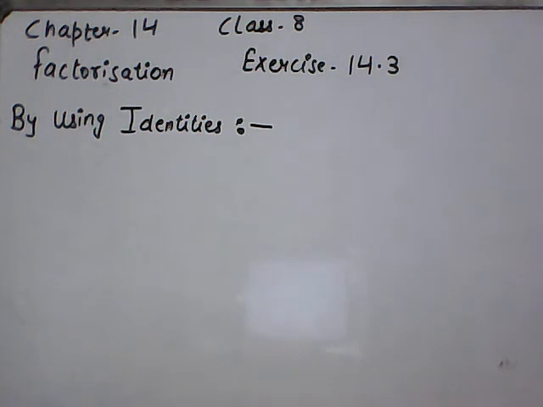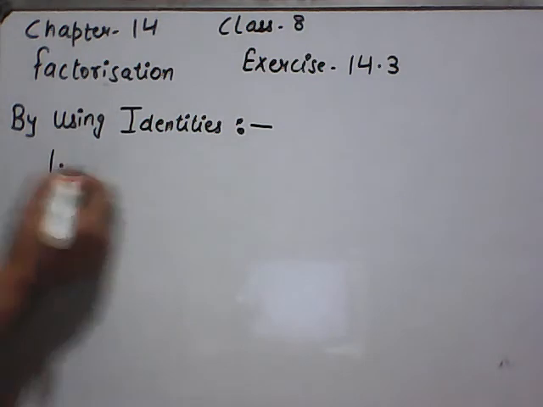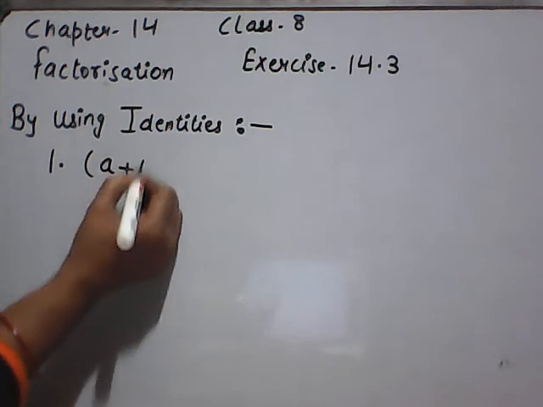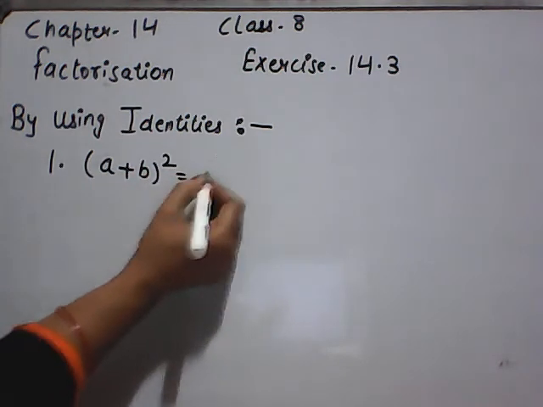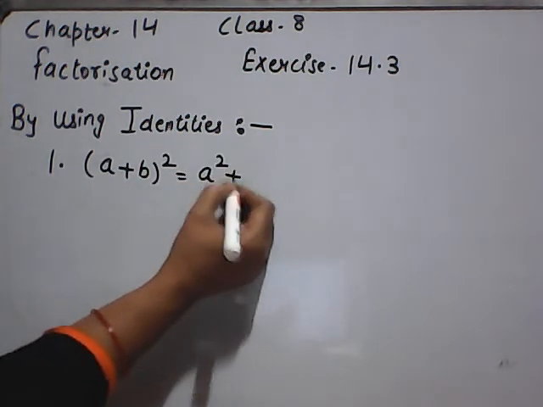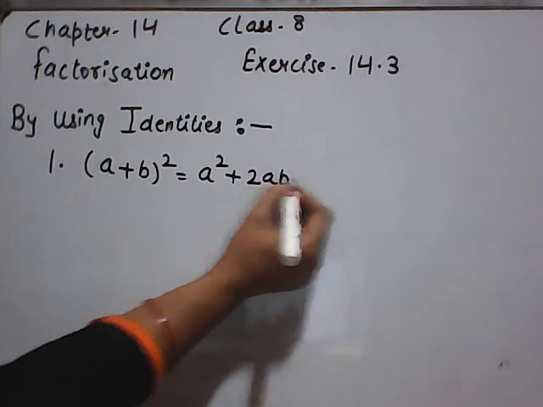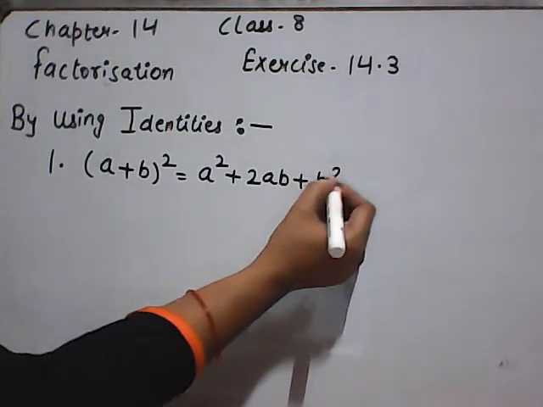Good morning, students. Today we are going to discuss exercise 14.3 of chapter number 14, and the name of the chapter is factorization. In this exercise, we will learn factorization by using identities. Now, identities. The first identity is (a plus b) whole square is a square plus 2ab plus b square.